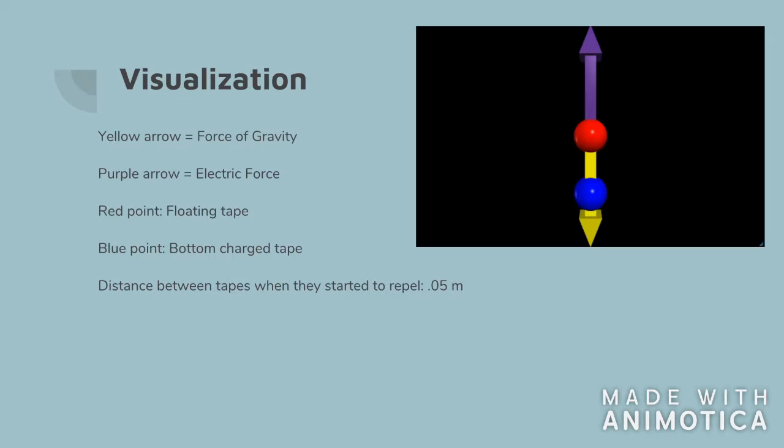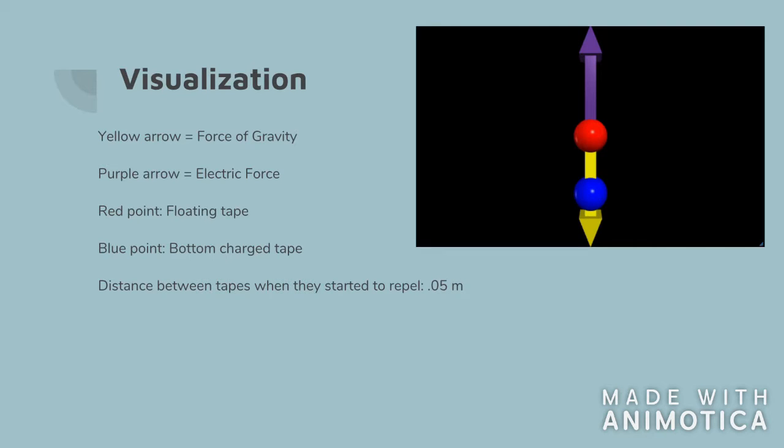At this point in the lab, we must consider the force of gravity as well as the electric force. After the top tape repels upward, we can see that the tapes no longer move, which means the net force on the floating tape is 0. The closer the bottom tape is put to the top tape, the stronger the repelling force between the two becomes. The tapes first start to repel at a distance of 0.05 meters apart.